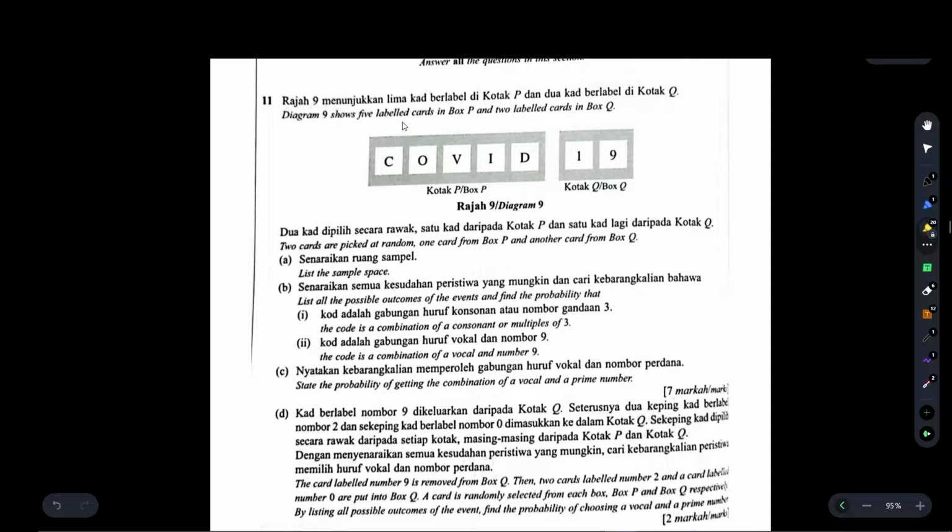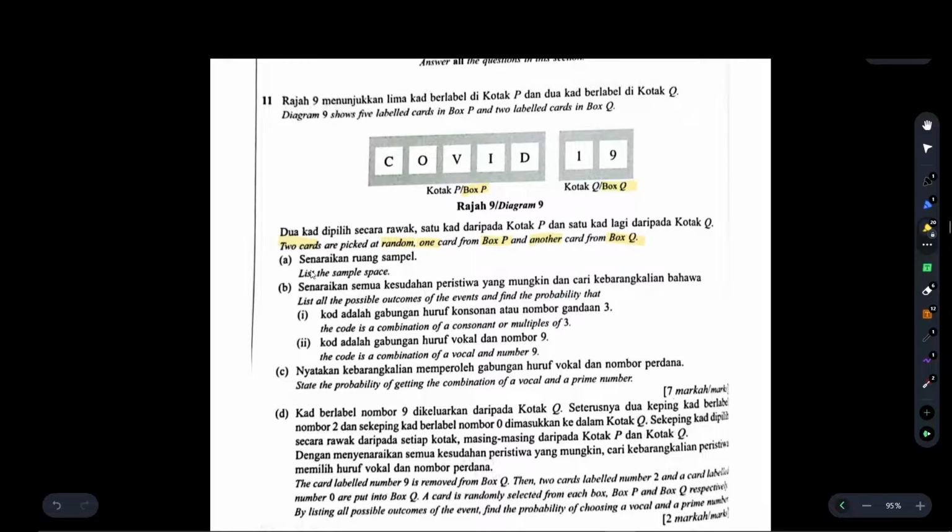Diagram 9 shows 5 label cards in box P and 2 label cards in box Q. So there's 2 boxes right here. And 2 cards are picked at random, one from box P and another one from box Q.